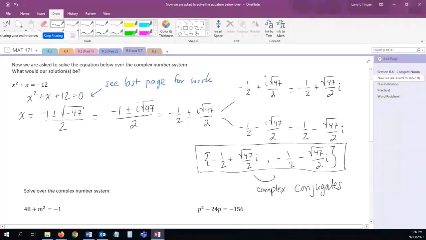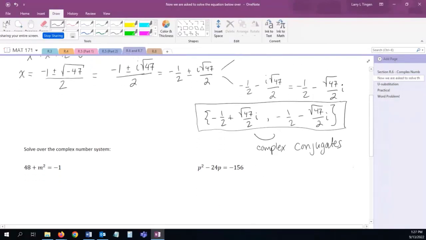The book does a really good job of just trying to remind everybody that negative 1 half plus the square root of 47 over 2 i is a complex number, not an imaginary number. Okay, imaginary i is the imaginary part. Complex numbers have a real part and an imaginary part. Sometimes the real part is 0 and they're just imaginary. But again, I've done a lot of work this semester on trying to make sure our vocabulary is correct. And the big thing in vocabulary here is imaginary is just referring to the i. Complex is referring to the number as a whole. All right.